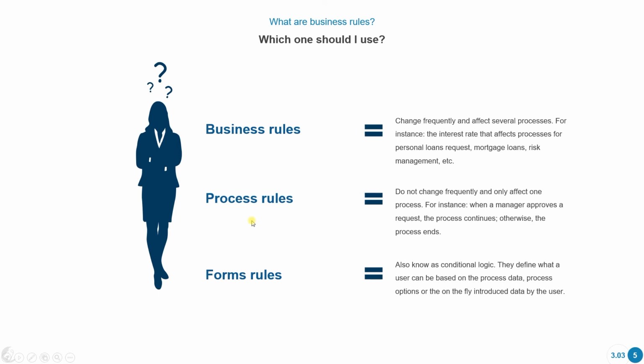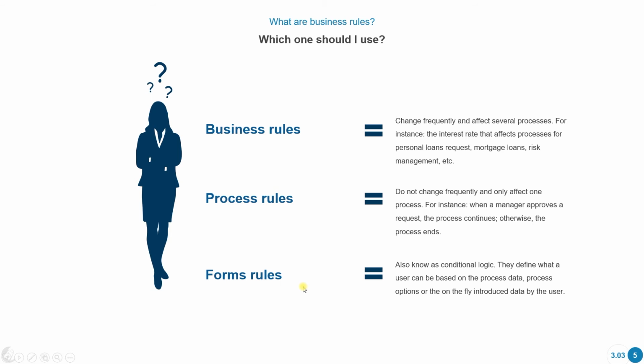Then there's process rules. When are we going to use the process rules? Well, when we're talking about something that's not going to change frequently, something that only affects one unique process. For instance, when a manager approves a request, the process continues, or if not, the process ends. In this case, it's very clear that we're going to use a process rule.